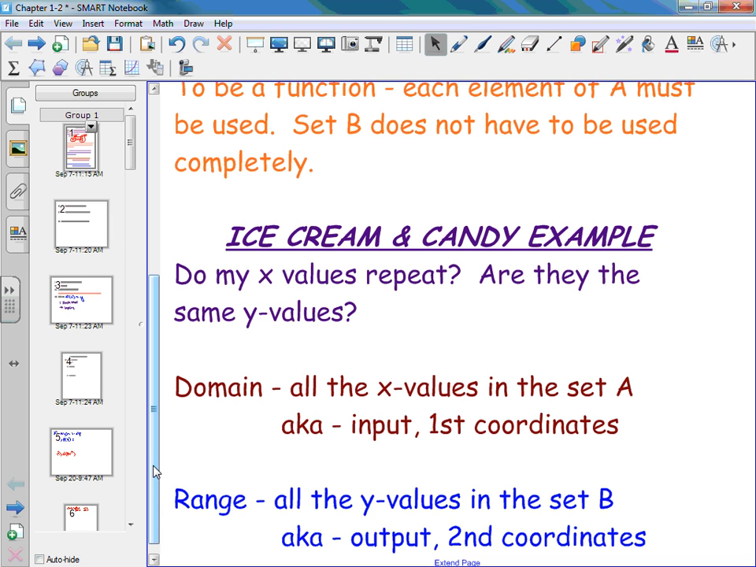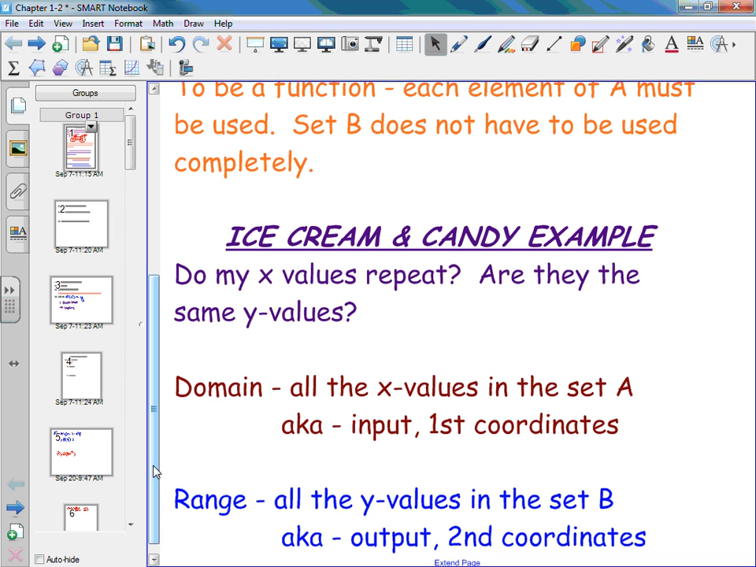I talk about the ice cream candy example. It's a very easy concept. To be a function, you choose either ice cream or candy. You may not choose both. So who in here wants ice cream? Who in here would rather have candy? We're not a function because 2 people did not vote, because all of set A was not used. You people are set A. Does that make sense? So therefore, we're not a function because I did not use all of set A. Does that make sense? Yes or no?